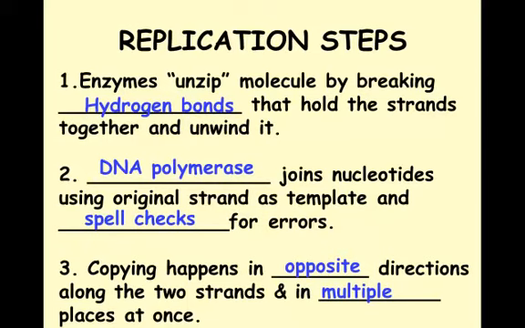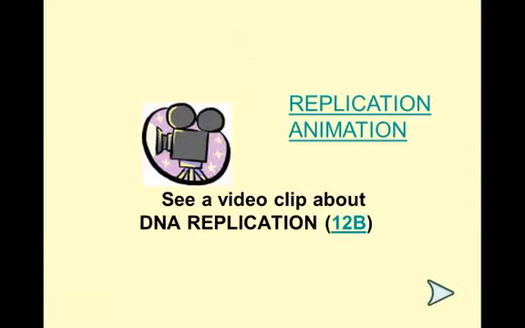So if I want it to happen a little faster, I'm going to open multiple replication forks all along the DNA. Once we get openings and start making copies, the copies are going to spread down the strand until those replication forks bump into each other. It goes a lot faster if I'm starting my copies in multiple places. So we're going to watch a little animation about how this process of replication works.